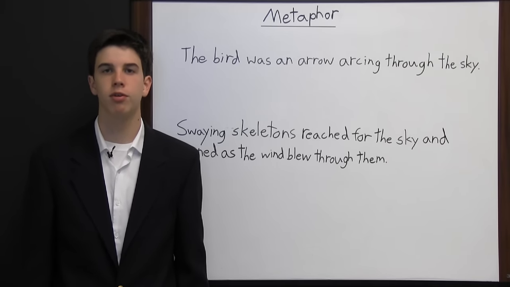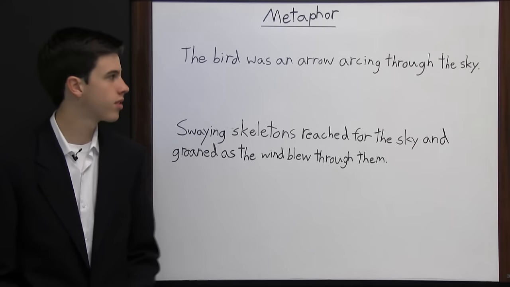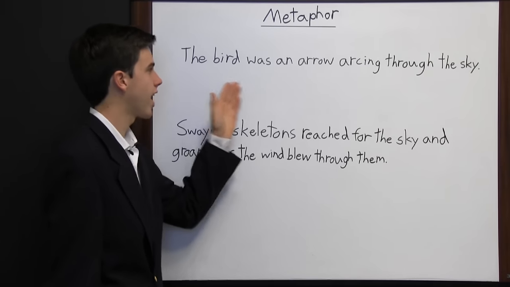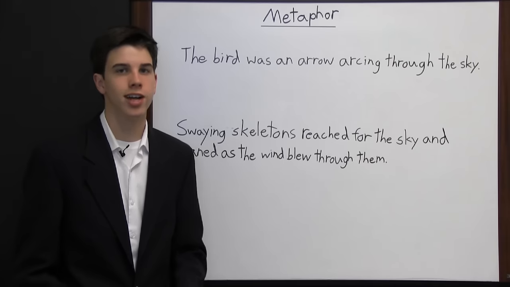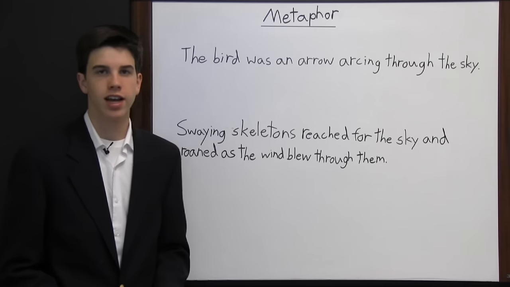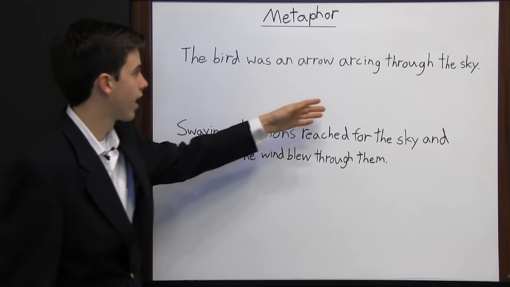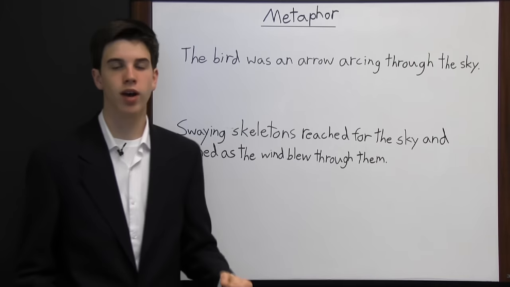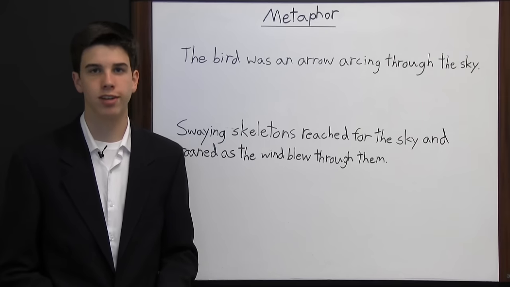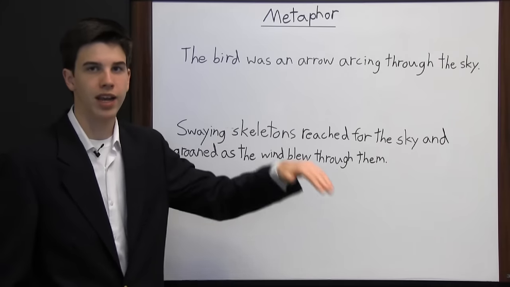A metaphor is a type of figurative language in which the author equates one thing with something else. This sentence says, "The bird was an arrow arcing through the sky." Now here, the bird wasn't actually an arrow, but instead the author is saying the bird is like an arrow arcing through the sky. This is a way for the author to get you to think about the bird in a different way and to equate it with an arrow making an arc through the sky. This is a way for the author to describe the bird in more detail without being direct and obvious, because the author could say, "The bird swiftly flew through the air and bent through the air, making a big arc."